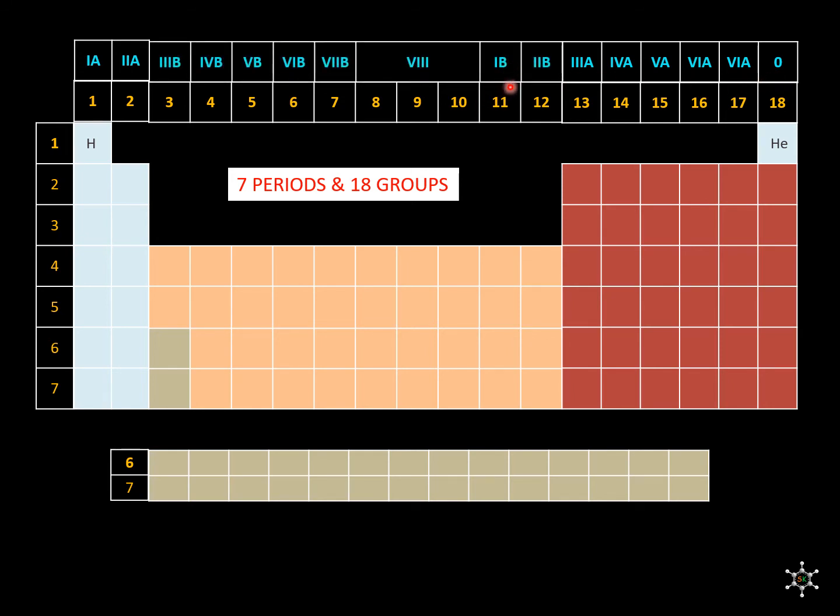Group 11 is called 1B, Group 12 is called 2B, Group 3 is called 3B, 4, 4B, 5, 5B, 6, 6B, 7, 7B, and 8th, 9th, 10th are called Group 8. This way of numbering a group is in accordance with Mendeleev's periodic table.